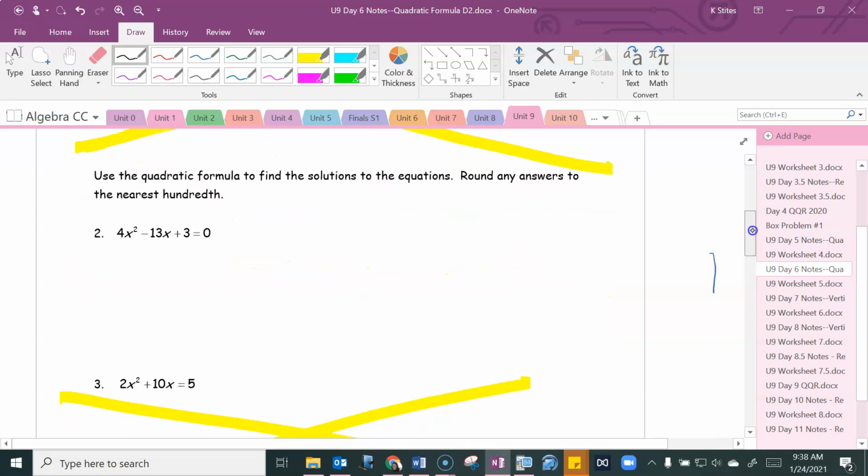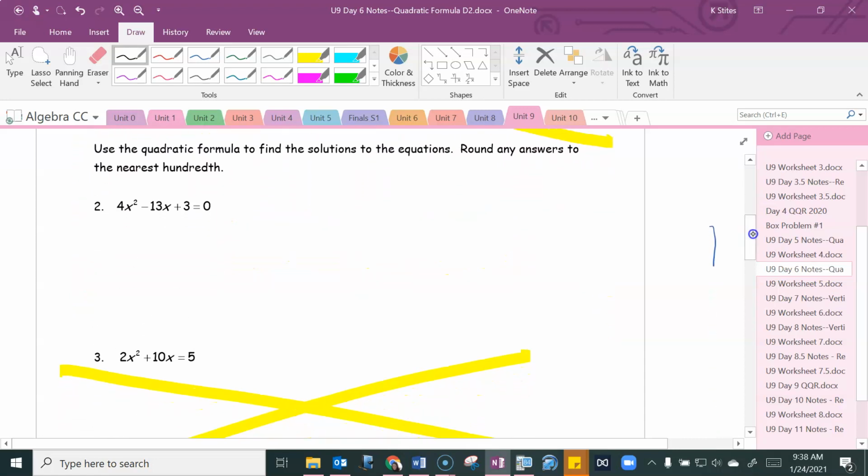So we're going to come down to number 2 here. Use the quadratic formula to find the solutions to the equations, round any answers to the nearest hundredth. And let's go ahead and write our quad formula up here for you. Opposite b plus or minus the square root of b squared minus 4ac, all over 2a.